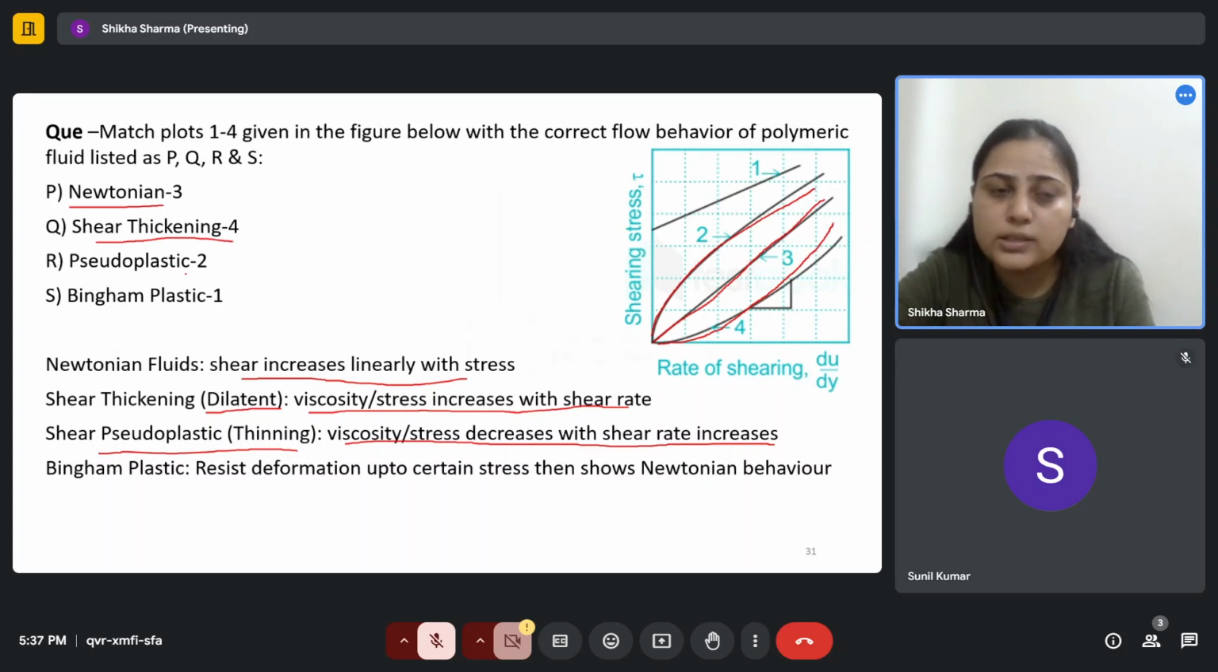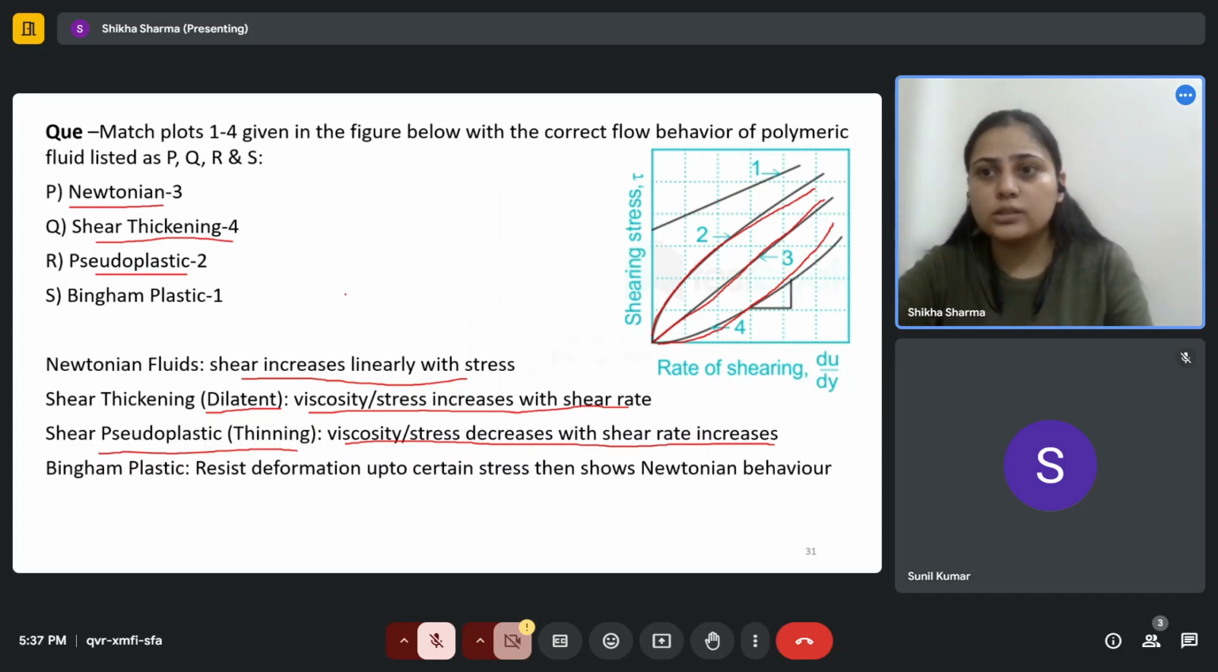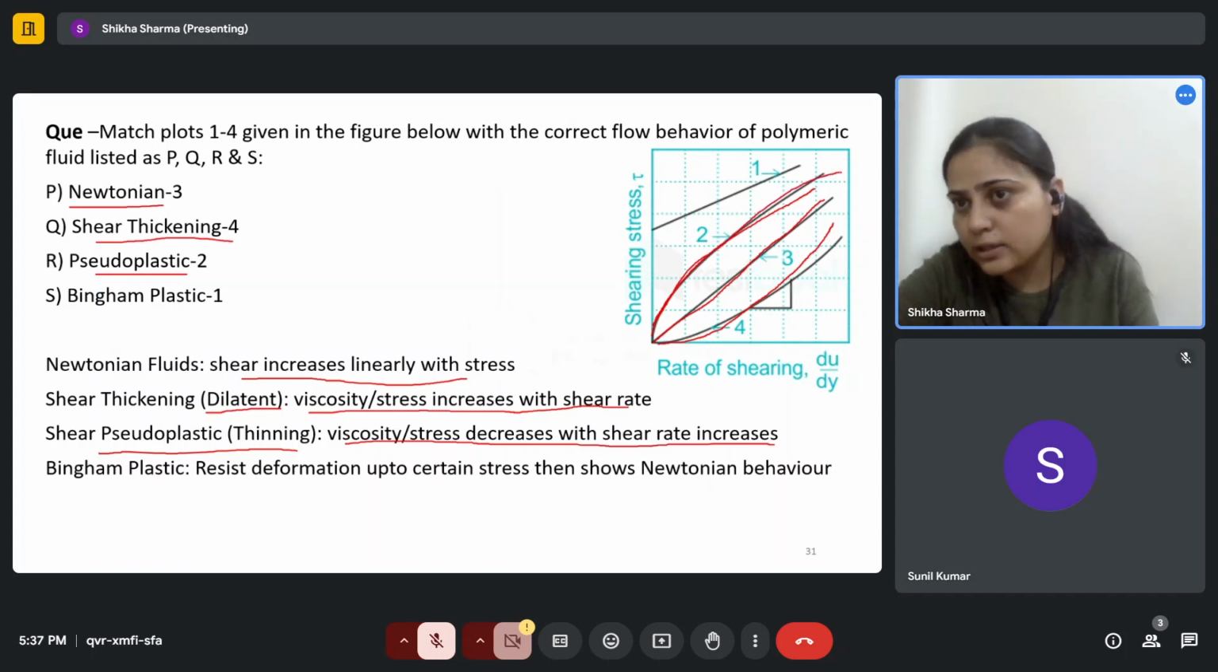The pseudoplastic is 2, because as we see, as we are increasing the stress, the curve is decreasing. It will go like that. The value is going to decrease for the stress or the viscosity.